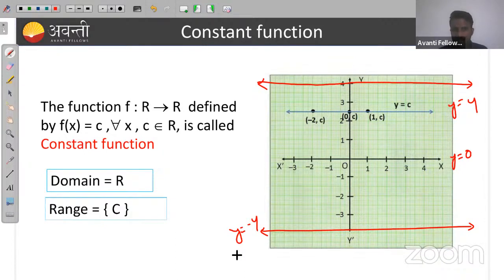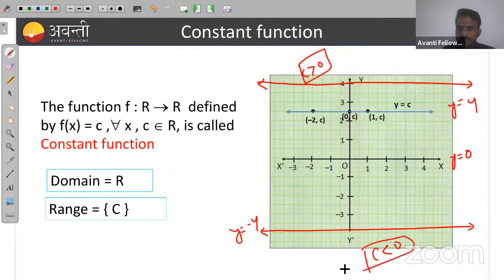What output comes? C only comes. Domain, it can take any real number. That is how the graph will look. The graph will always be parallel to the x-axis. If C is positive, the graph will be above the x-axis. For C negative, it will be below.